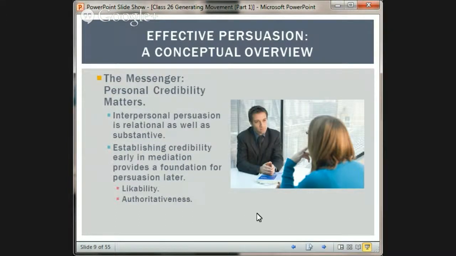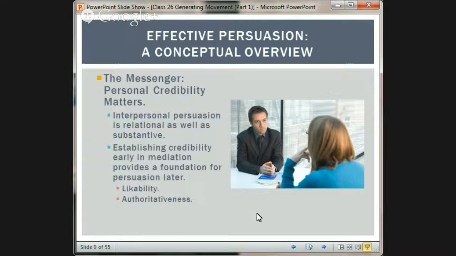So, in terms of effective persuasion, they give more of a conceptual overview. And they say that in terms of the messenger, personal credibility matters. So to the extent that the mediator is the persuader, you have to understand that that is relational as well as substantive. And establishing credibility early in the mediation provides a foundation for persuasion later on. And they say two things are key: likability and authoritativeness.